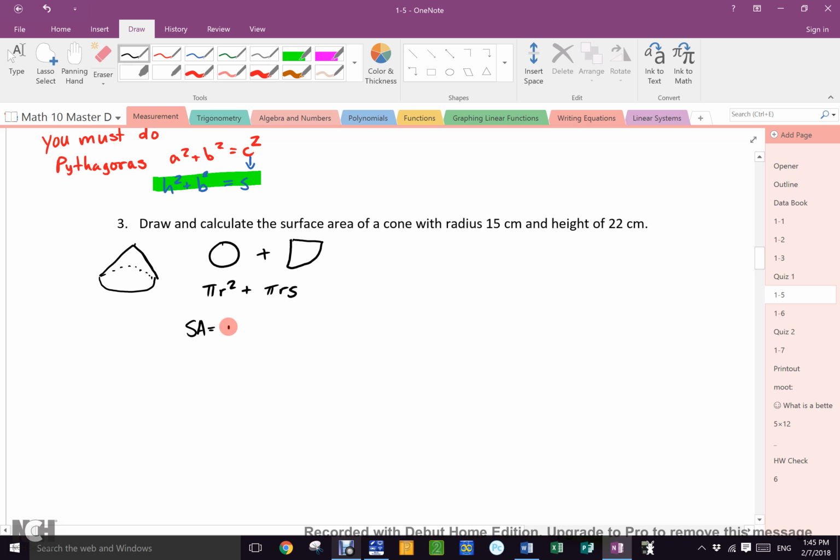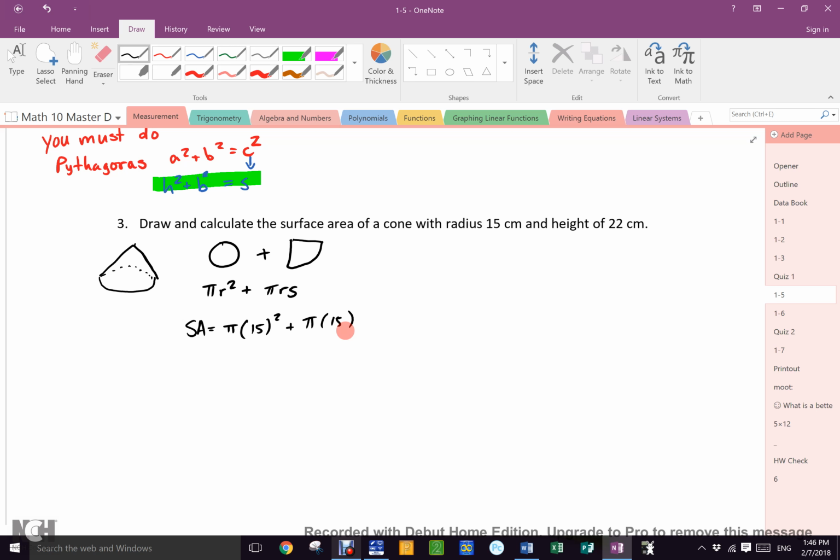So now, all we've got to do is fill in what we know. Surface area is pi. Do I know the radius? Yeah, it's 15. So pi times 15 squared, plus pi times the radius, 15, times the slant height. Do I know the slant height? No, you know the height. I only know the height. What do we have to do if we need a slant height and we know the height? We've got to do Pythagoras.